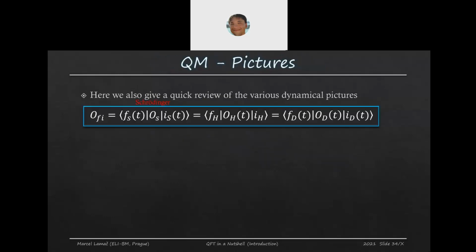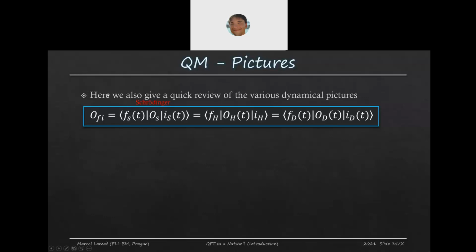Also, a quick review of the Schrödinger dynamical picture, just so we don't get confused in the notation. Well, we probably won't use them anymore, but it is good to review it anyway. So the expectation value of any operator, for example, this would be a probability amplitude if the operator was unity. It would be simply the scalar product of the final state and the initial state at some time t, which, on the last slide, we saw is the probability amplitude.